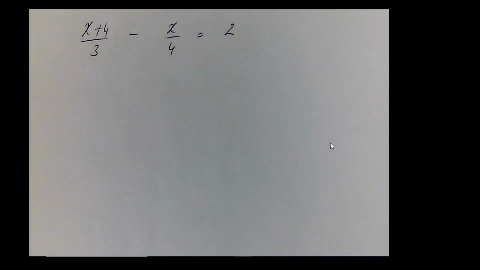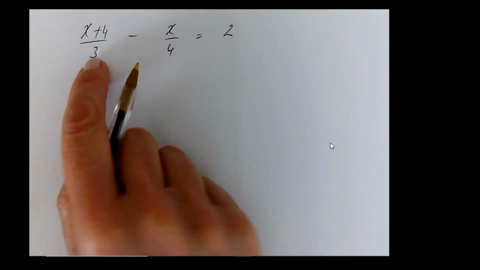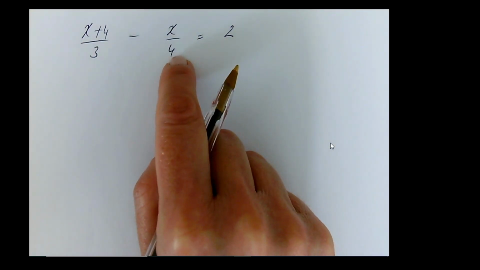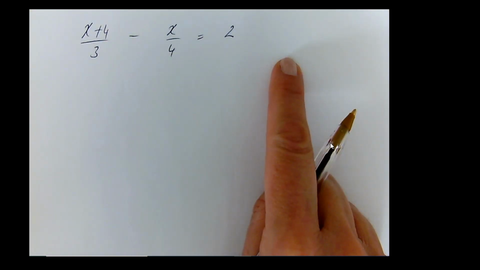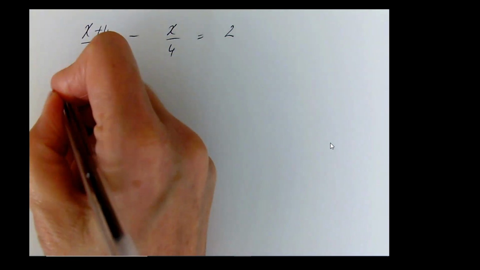Okay, let's take a look at this question. All right, so if you're feeling confident, press pause here and see how far you can get on your own. So I have a divide by 3 and I have a divide by 4. So I'm going to want to get rid of both of those denominators. So I'm going to multiply every term by the 3 and the 4.